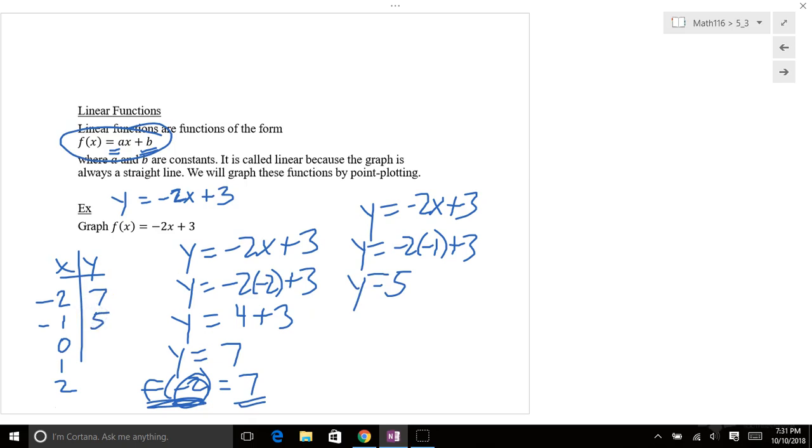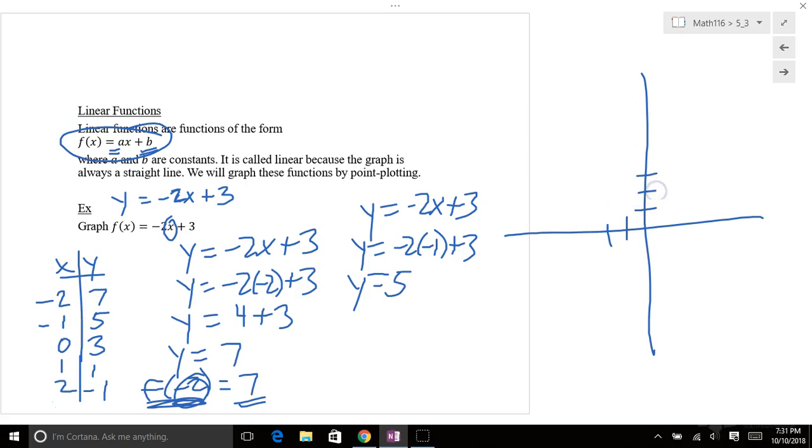Plug 0 in. Negative 2 times 0 is 0. 0 plus 3 is 3. Plug 1 in. Negative 2 times 1 is negative 2, plus 3 is 1. And plug 2 in. Negative 2 times 2 is negative 4, plus 3 is negative 1. So now we have those points, and we can just graph them and see what this line looks like.